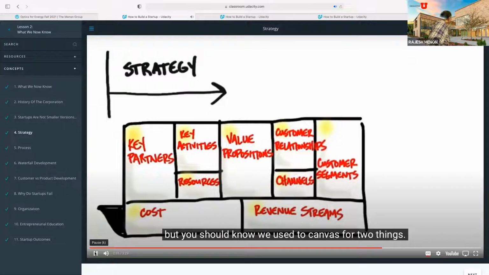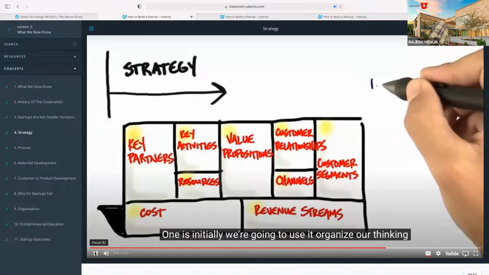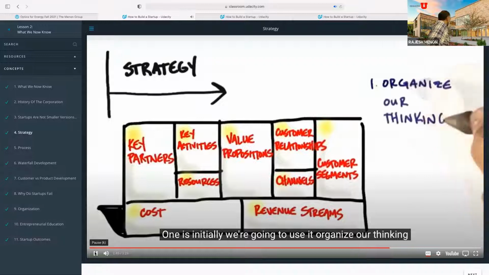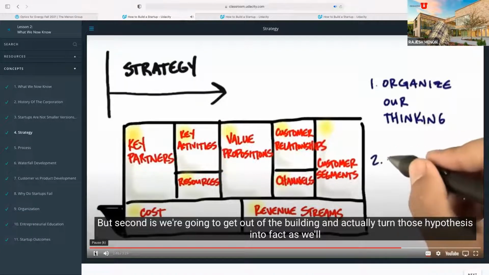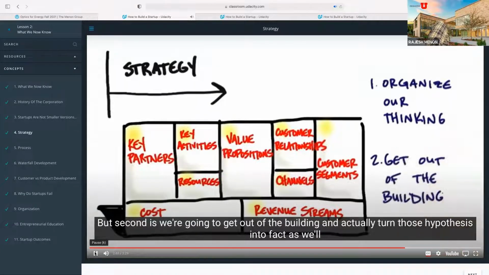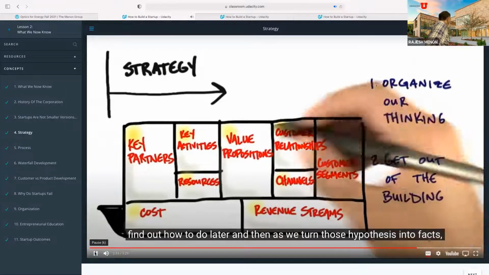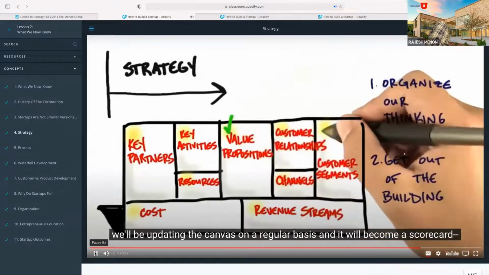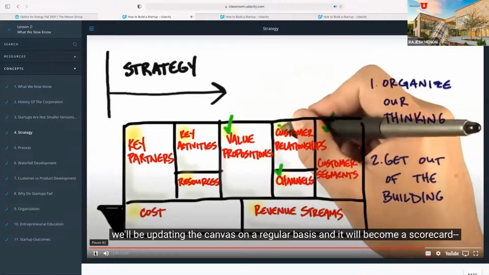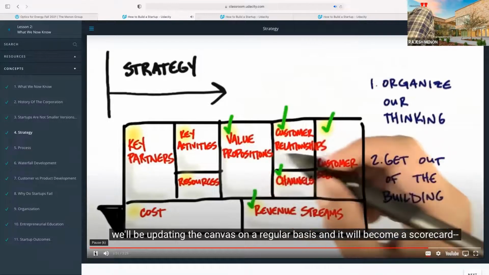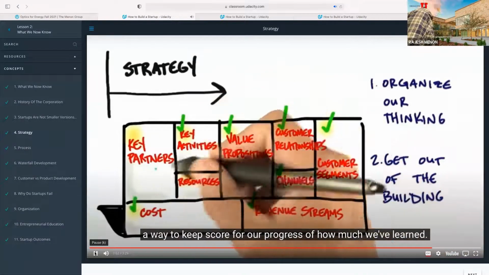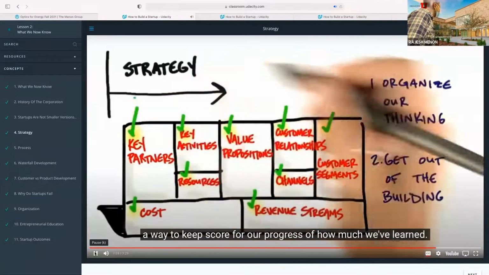But you should know we use the canvas for two things. One is initially, we're going to use it to organize our thinking about all the hypotheses about every part of our business. But second is we're going to get out of the building and actually turn those hypotheses into facts, as we'll find out how to do later. And then as we turn those hypotheses into facts, we'll be updating the canvas on a regular basis, and it will become a scorecard, a way to keep score for our progress of how much we've learned.